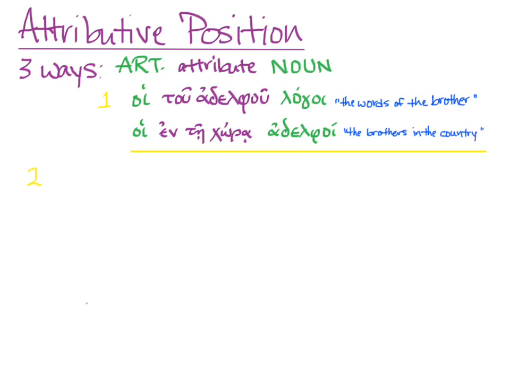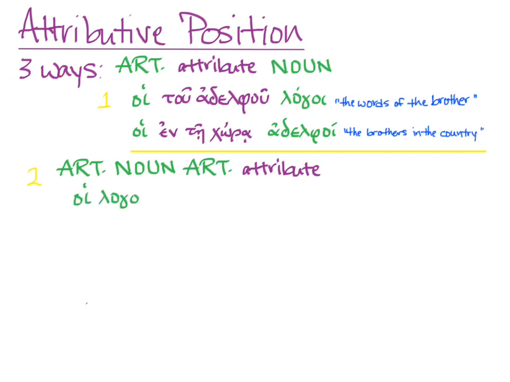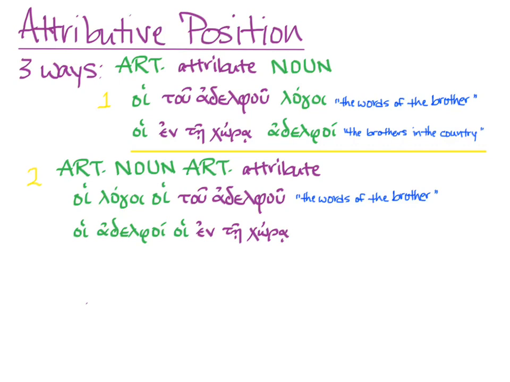The second way is article, noun, article again, and then attribute. The article, still agreeing with its noun, is repeated to attach an attribute to the noun. So for instance, hoi logoi hoi tu adelphou, which still means the words of the brother, or hoi adelphoi hoi en te chora, which still means the brothers in the country.